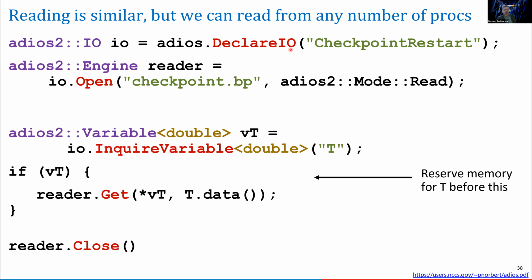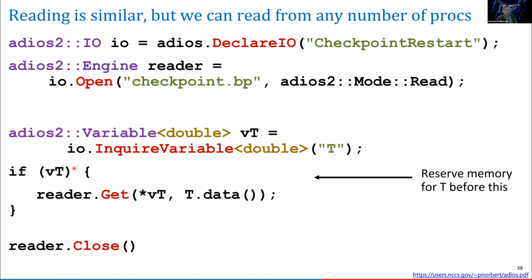You declare the IO, you use a name. Again, it is only important if you have a config file. And then you open an engine using the name and the read mode. And then you can create a variable object by inquiring the IO object. So here we assume you know that there is a T double array in the file. If you don't know that, there are other functions to list the variables and discover the types if you want to do generic coding.